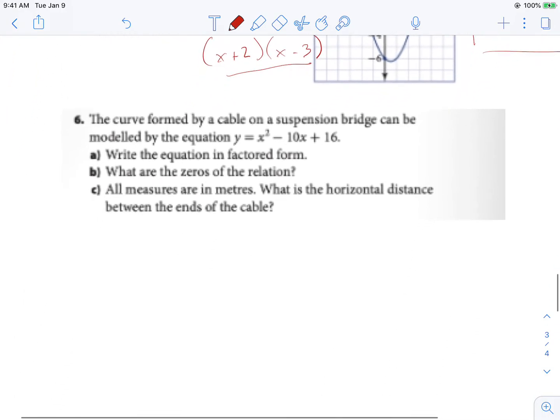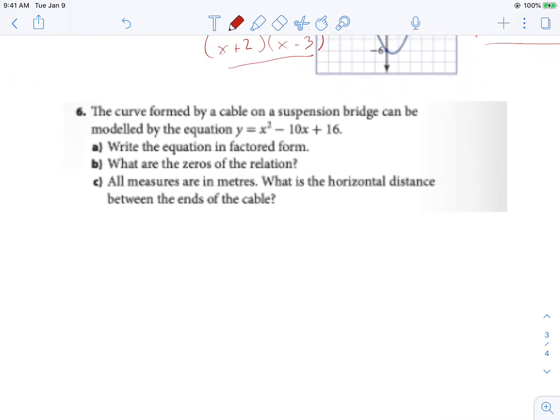Okay? And the last one here. Write the equation in factored form, so we can factor this no problem. So we'll have y equals, and then we'll have x. So what multiplies to 16 and adds to negative 10? We're going to have x minus 8 and x minus 2. Okay, so that's part A. For part B, what are the zeros? To get the zeros, we need to flip the signs. So our first zero is going to be, when we flip negative 8, positive 8. And the other one is going to be positive 2, because it went from negative 2 to positive 2.